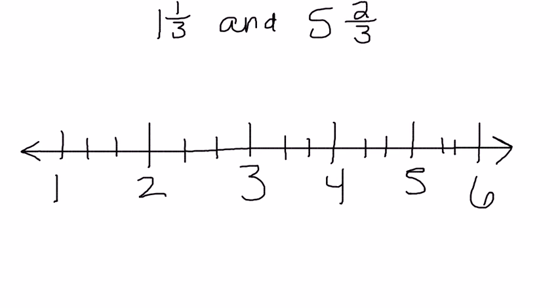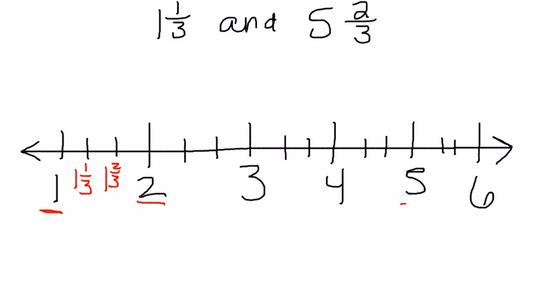As you can see, I have numbers on here from 1 to 6, and I have made my number line have increments of thirds. So here's 1. My next little tick mark will represent 1 1/3. The next one would be 1 2/3. And then my next number would be 2, and so on and so on.